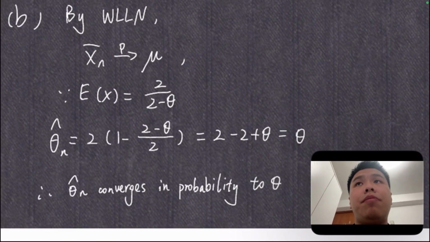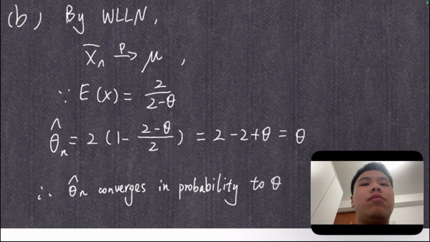In part B, we need to check that the estimator theta n hat is equal to the equation given in the question. It is also easy because by the weak law of large numbers, we know that x n bar will be close to mu, and the E(x) we have already computed in part A. So we can directly check theta n hat, and we will find that it is equal to theta. So it is proven. Part B is finished, and we come to part C.